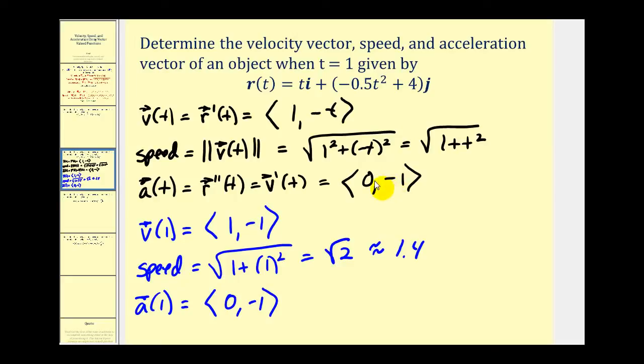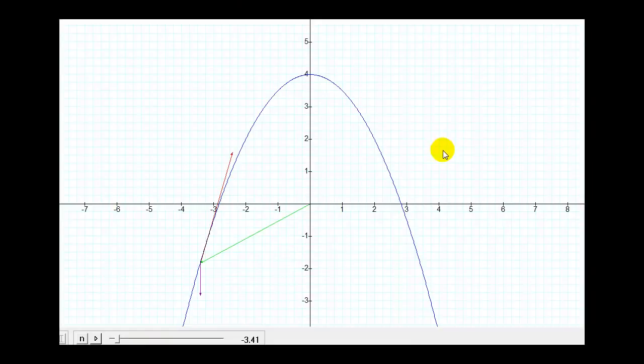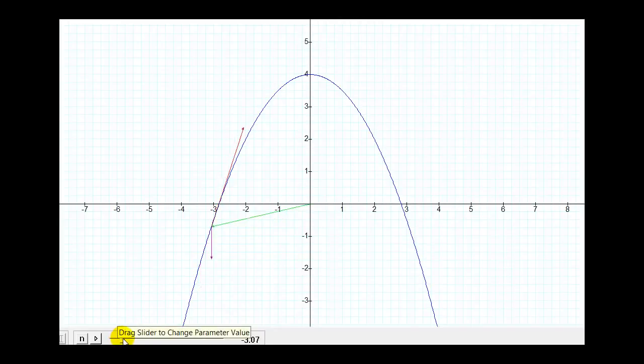Let's go and take a look at this graphically. So what we see here in blue is the curve traced by the position vector valued function. And then in red we have the velocity vector at the given value of t. And then this purple vector here is the acceleration vector. Notice that it does not change as the value of t changes. And the green vector is the vector that traces out the curve. One thing we should notice right away is that the acceleration vector and the velocity vector are normally not orthogonal or perpendicular.